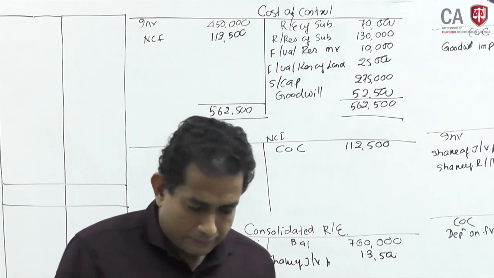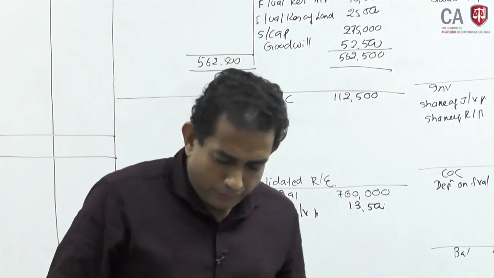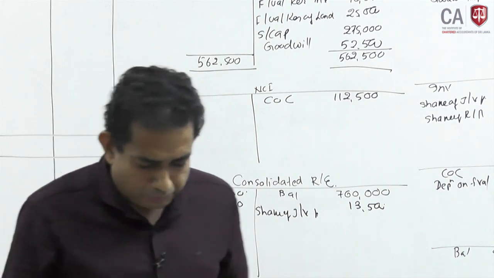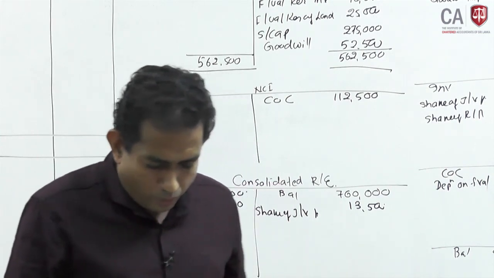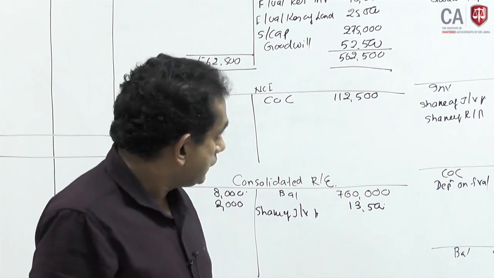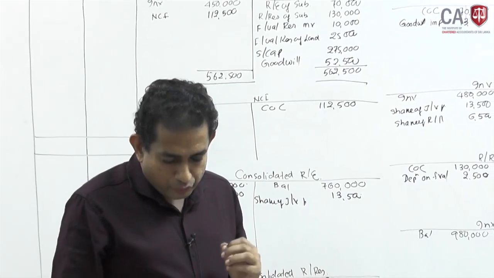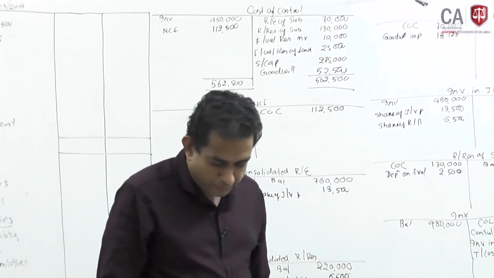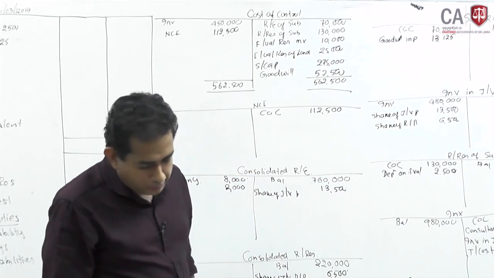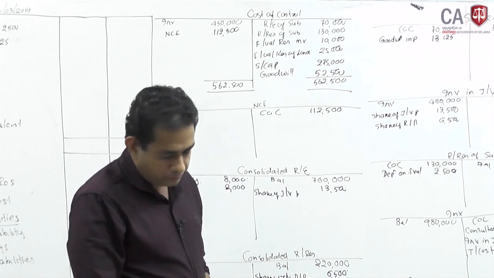Then number 6 adjustment. During the financial year ended 31st March 19, Hon had sold goods to Won amounting to 30 million. These goods were sold inclusive of profit markup of 25% on cost. 40% of these goods remain in the books of Won at the reporting date.